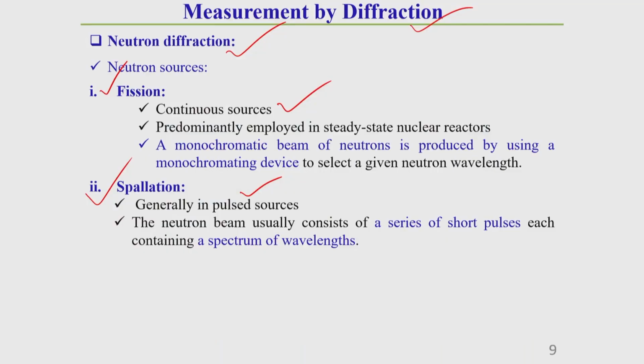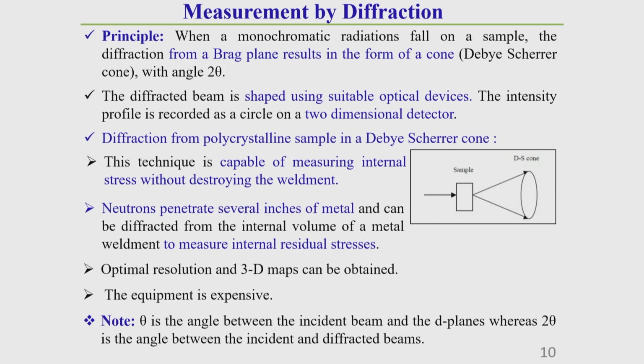Fission is generally a continuous source, whereas the spallation source is generally a pulse type of source. The fission type of source is predominantly used in a steady state nuclear reactor. In the fission technique, a monochromatic beam of neutron is produced by using a monochromatic device. But in case of spallation type of neutron source, the neutron beam usually consists of a series of short pulses, this you should keep in mind. So, it is a pulse containing a spectrum of wavelength, whereas in case of fission a single wavelength of neutron source is used.